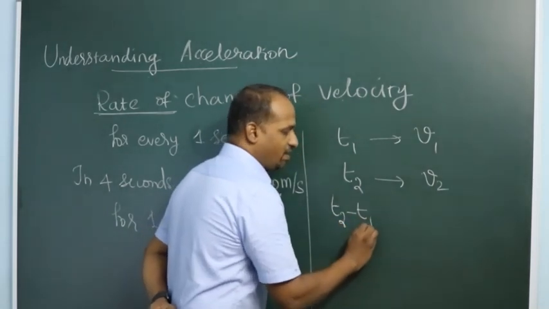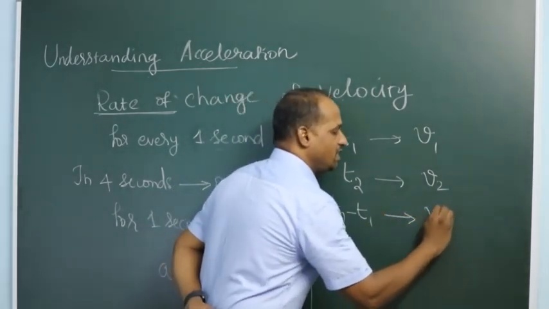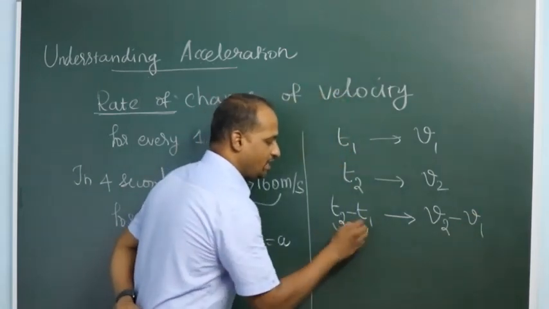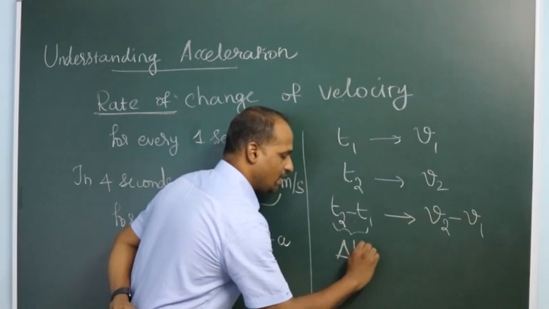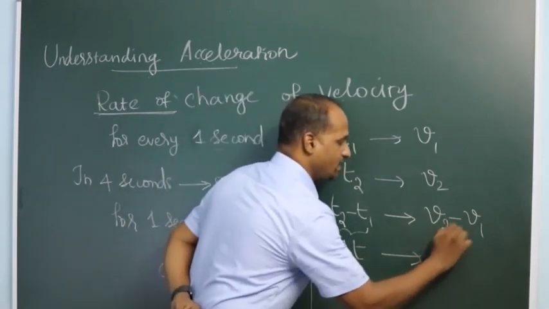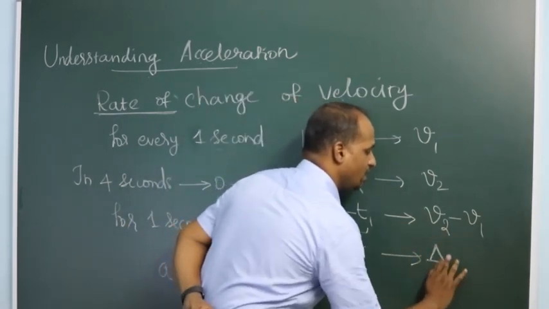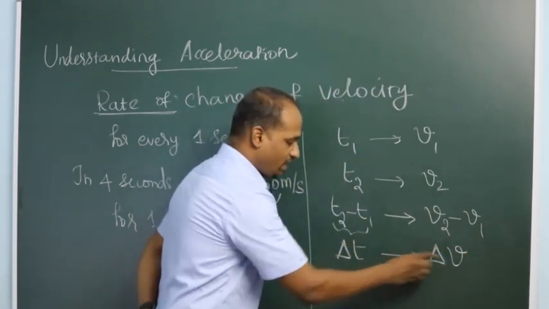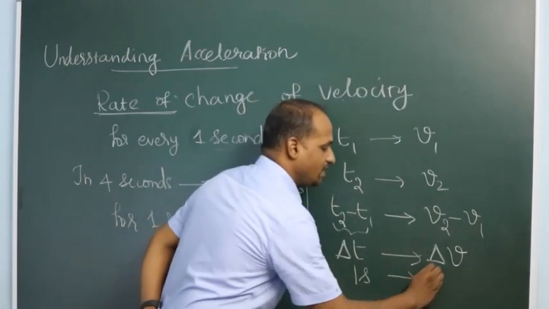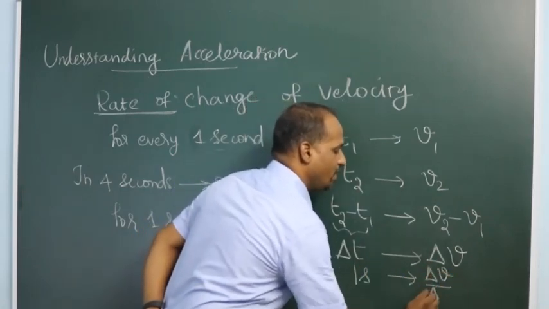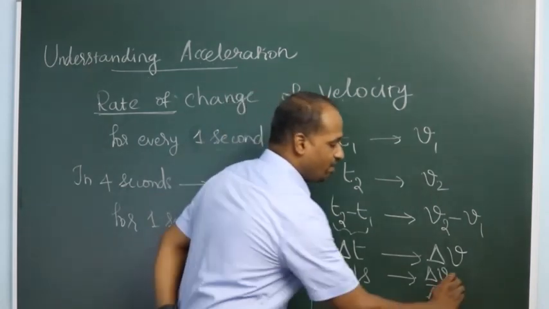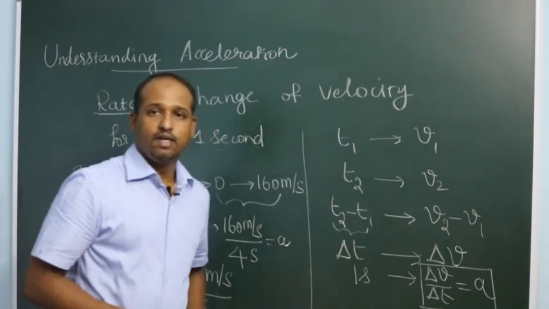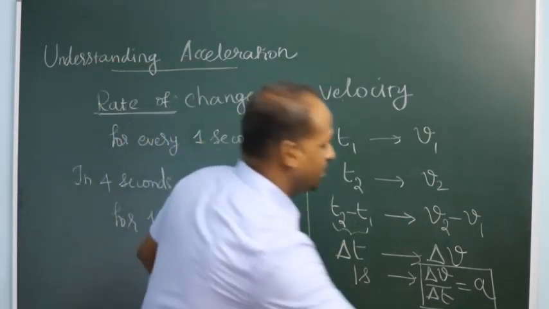This is the time taken. In this time taken, how much velocity has changed? v2 minus v1. This change in time, we often refer to as delta t, and the change in velocity, we refer to as delta v. For delta t seconds, the change in velocity is delta v. Then for 1 second, the change in velocity will be delta v by delta t. That delta v by delta t is called acceleration.